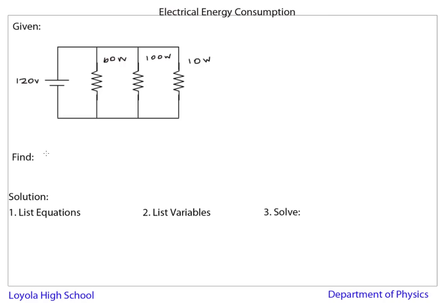And what we want to do here is find the total energy used if we leave these on for 1 hour. So just 1 hour of the day. Obviously if you have things like refrigerators that are on all day, you're going to use a lot more energy. But in a nutshell, the energy equation for electrical energy is E equals power times time.